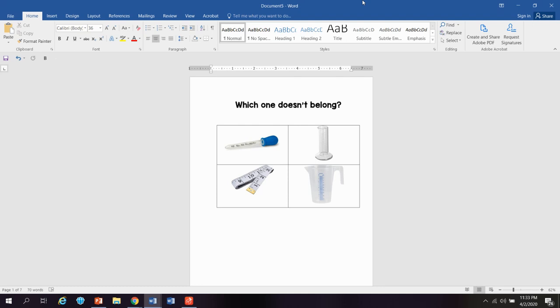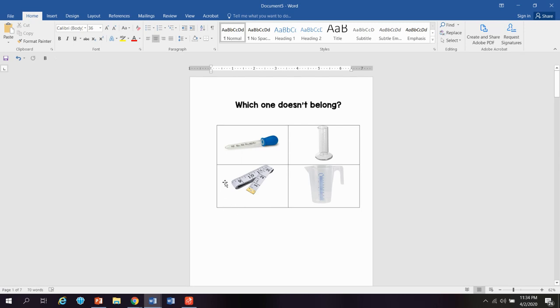Mathematicians, welcome back. Before we start our lesson today, let's look at our little activating strategy to warm up our brains. I want you to look at the four pictures and decide which one doesn't belong. If you choose a picture, decide why.